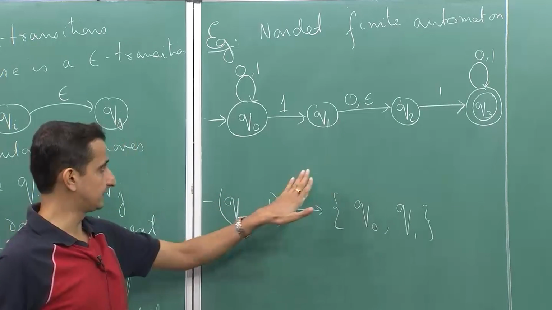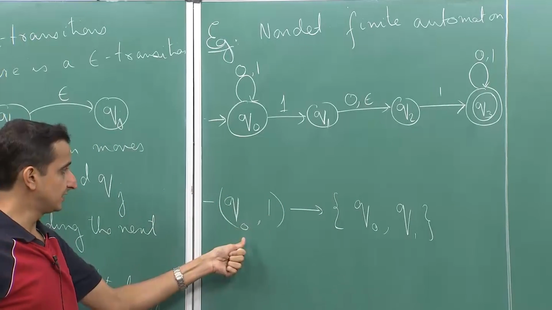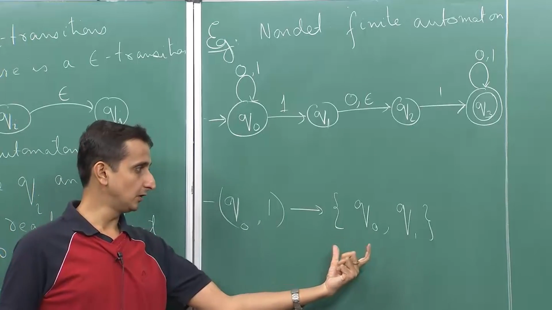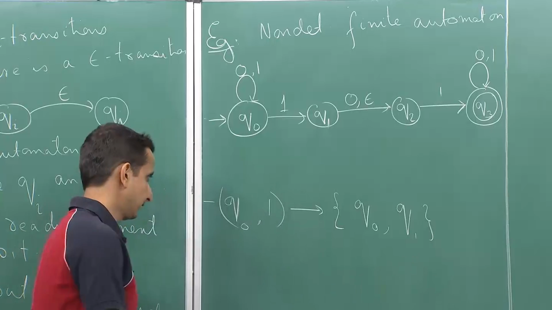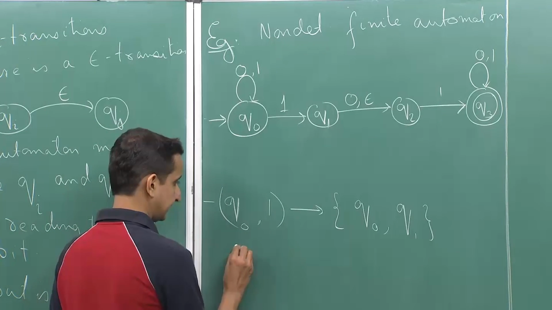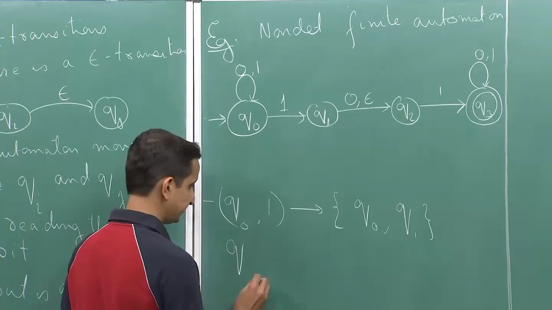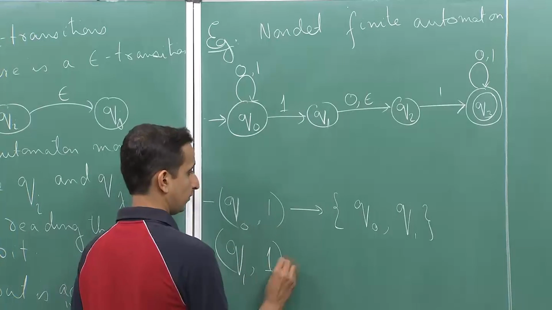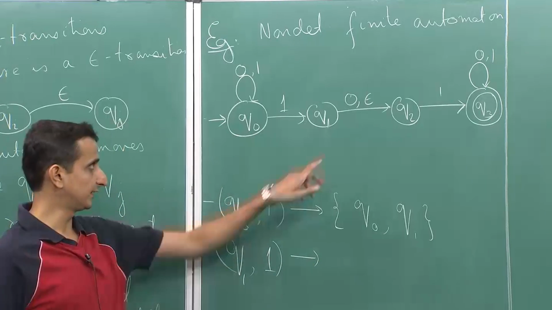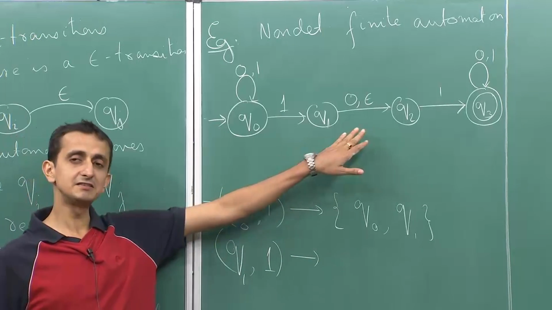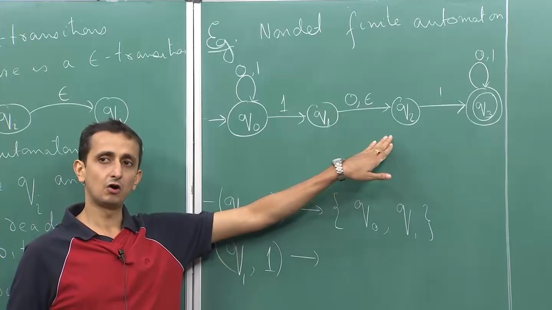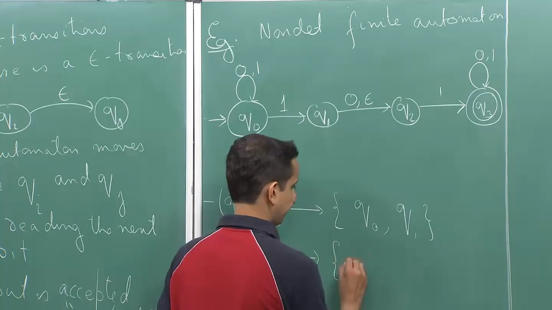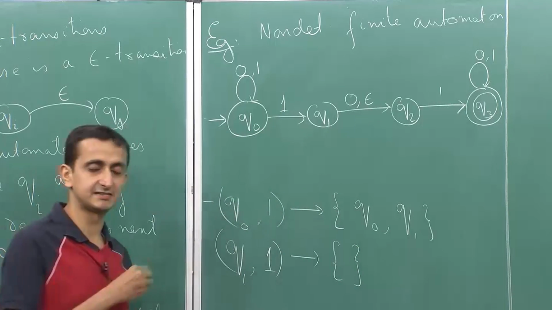So, let us look at some of the transitions. As I said, from the state Q0 on a 1 we go to both these states Q0 and Q1. Similarly, if you look at another example, from the state Q1, if we see a 1, where do we go to? Look at the state Q1, there is no transition coming out of Q1 on the symbol 1. So, therefore, it is just the empty set.